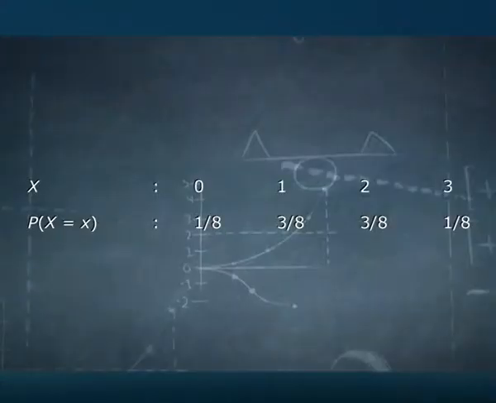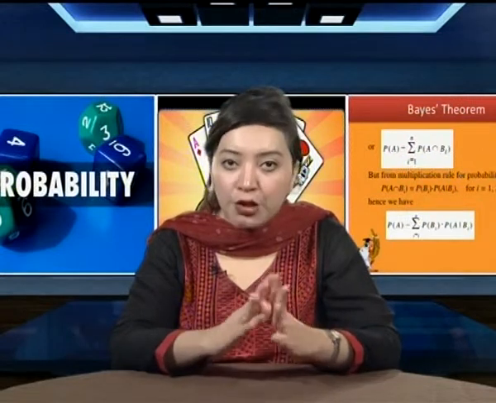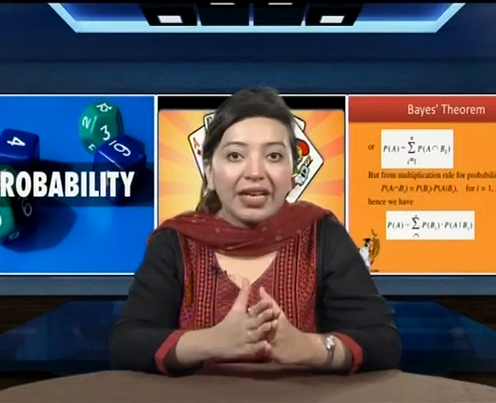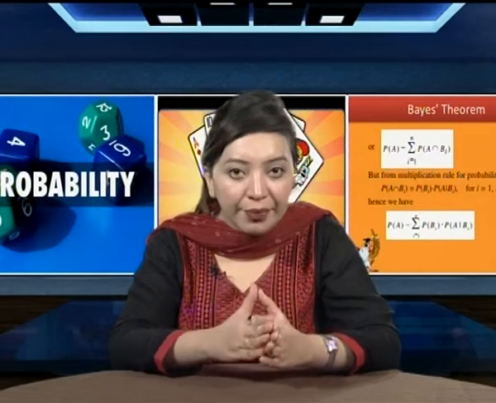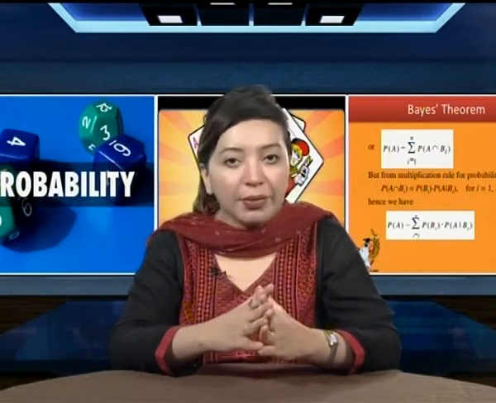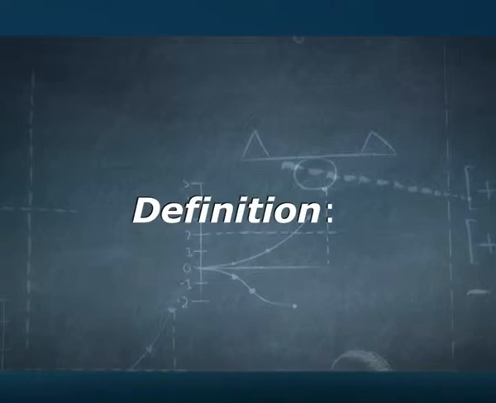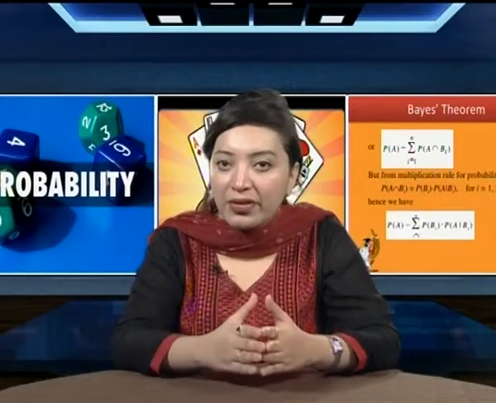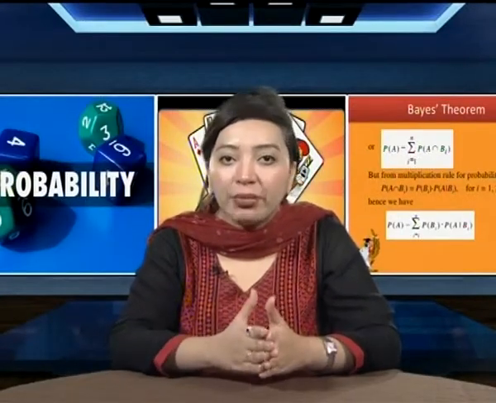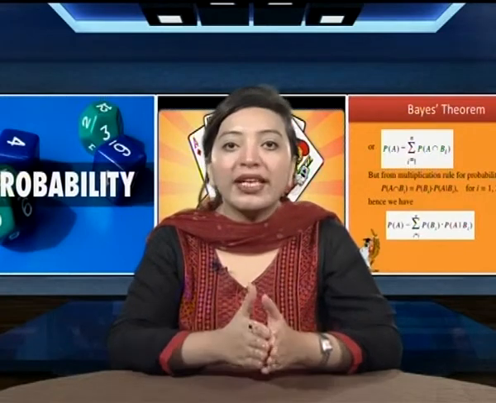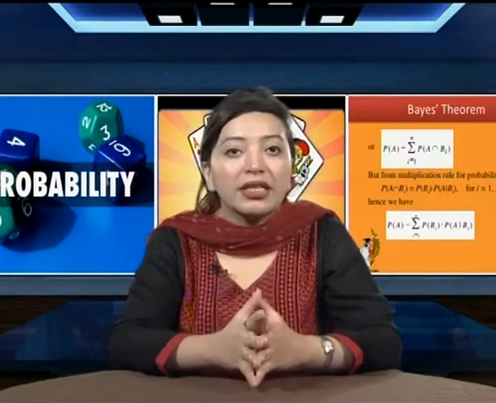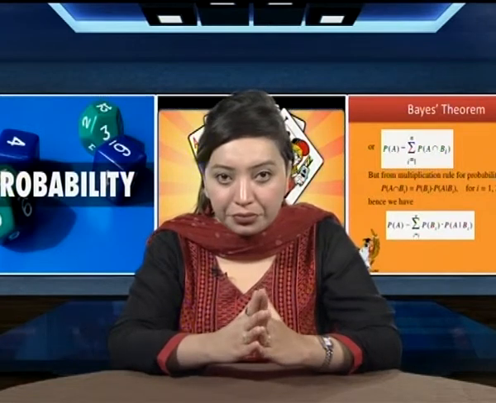So X takes the values 0, 1, 2, 3 and the corresponding probabilities to these X values will be 1 by 8, 3 by 8, 3 by 8, 1 by 8. This table contains two rows. The first lists the values the random variable X can take on, and the second lists the corresponding probabilities. Let's see the definition for this. A table listing all possible values that a discrete random variable can take on along with the associated probabilities is called a discrete probability distribution.